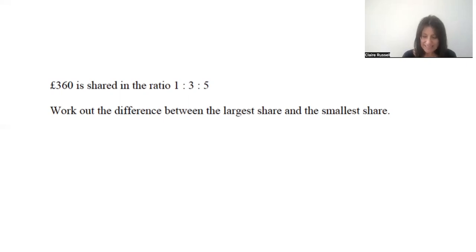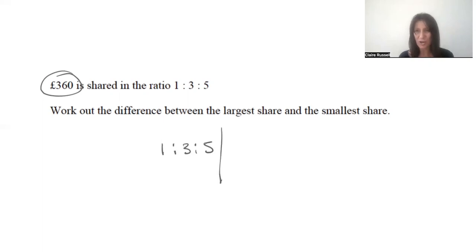Okay, so 360 is shared in this ratio, and we've got to work out the difference between the largest and the smallest. So first thing we're going to do is rewrite that ratio and consider that 360. That 360 doesn't belong in any of those columns, which means it's going to have its own column. So this is the invisible column method. We have a total to share, so it's a total column.